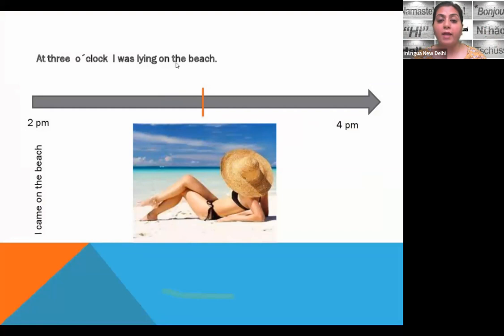At 3 o'clock, I was lying on the beach. Now, this girl went to the beach at 2 p.m. and she left the beach at 4 p.m. But if someone asks her, what were you doing at 3 o'clock? I was lying at the beach. I was enjoying myself at the beach.